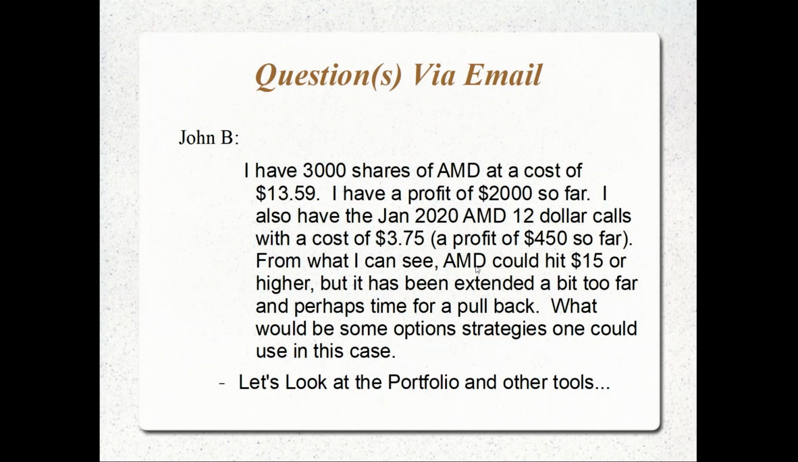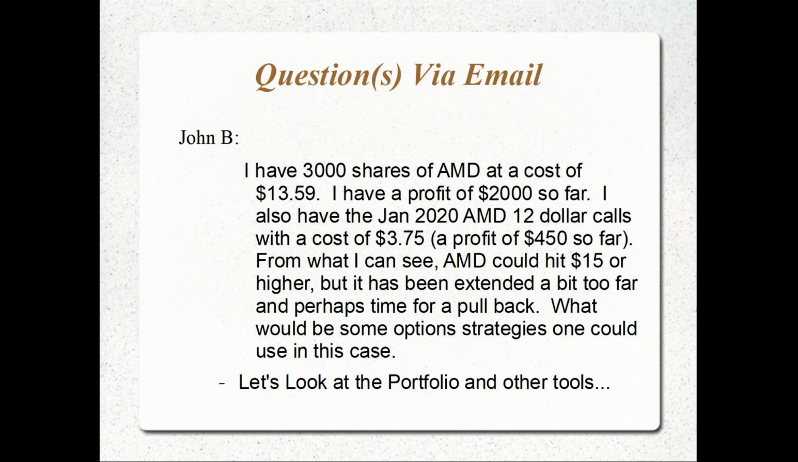All right, so John actually has two different positions mixed with this. First is 3,000 shares of AMD, and he's got a profit of $2,000 so far. Now he also owns a January 2020 $12 call for a cost of $3.75. Now, from what he believes, AMD could hit 15 or higher, but has been extended, and perhaps it's time for a pullback. What could be some of the option strategies one could use in this case?